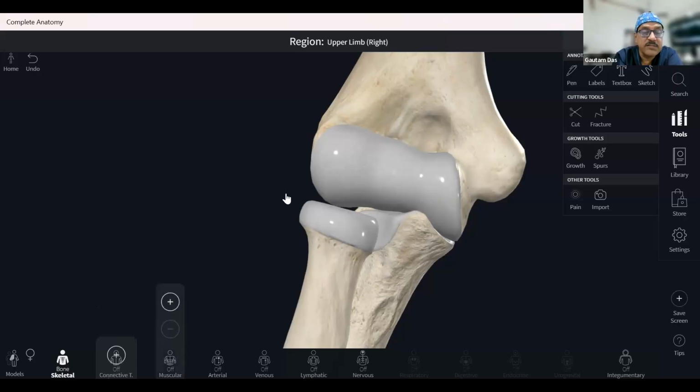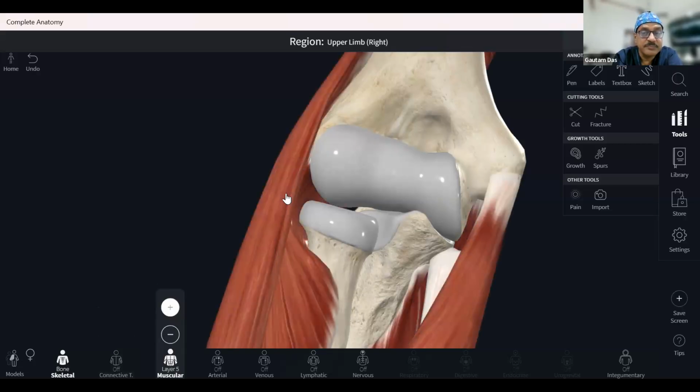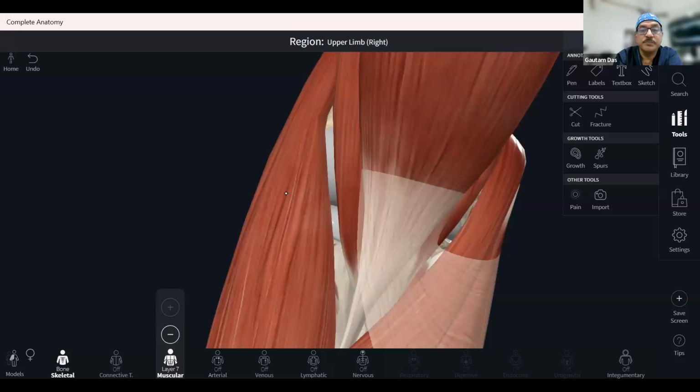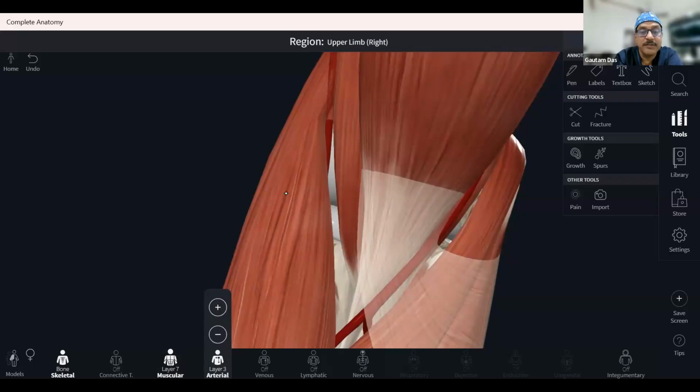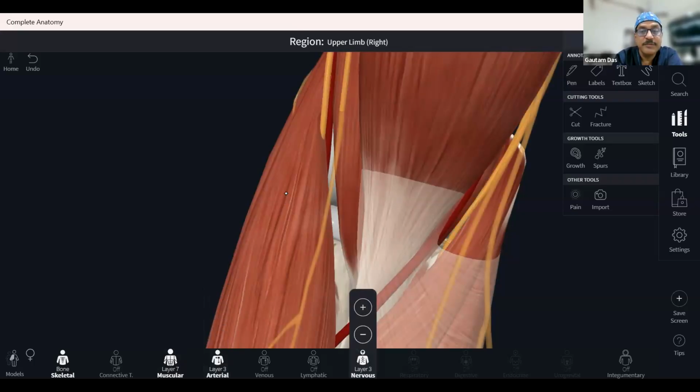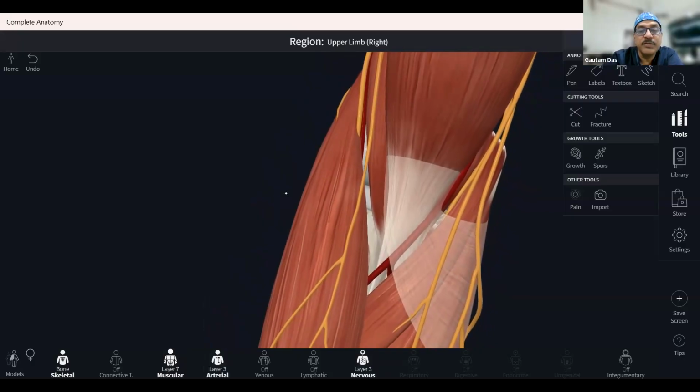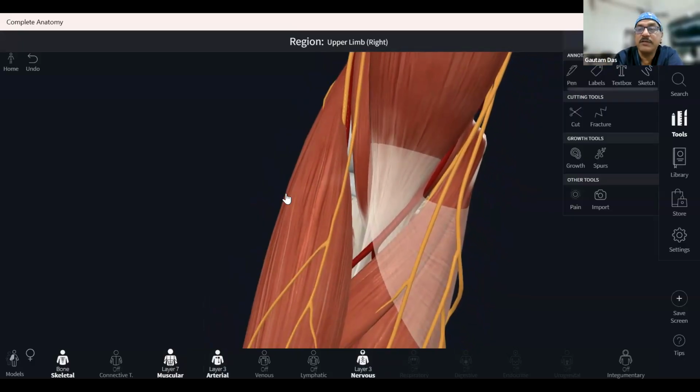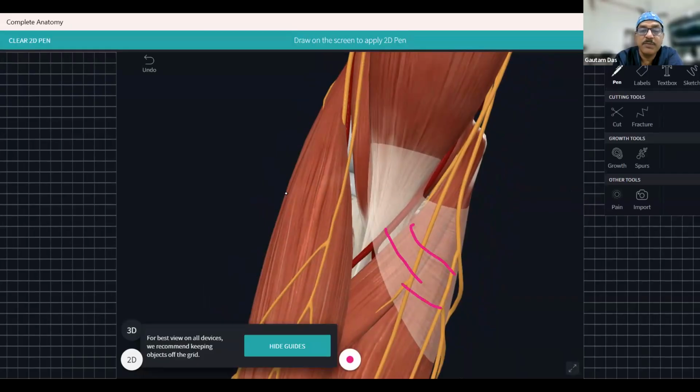So now let us see the different muscles. Let me attach the muscles, and let me also put the arteries and the nerves. Okay, just let me reduce a little bit. This fan-shaped thing that you can see here is coming from the biceps tendon. From the biceps tendon, some aponeurosis comes, which is called either lacertus fibrosus or the bicipital aponeurosis.